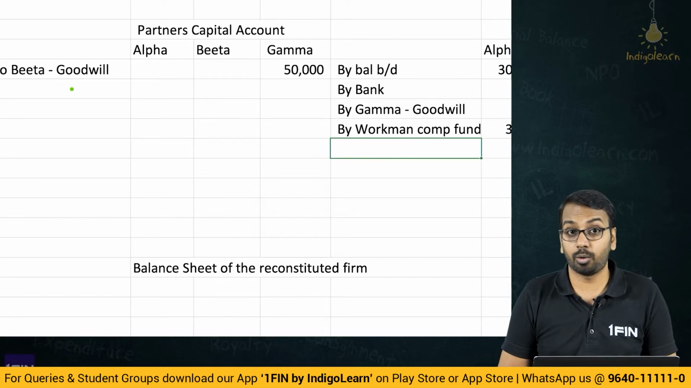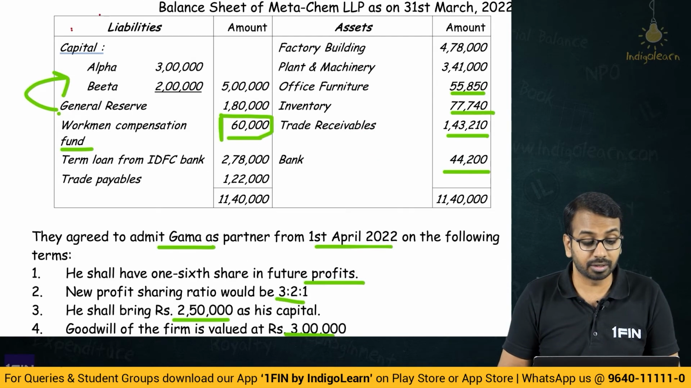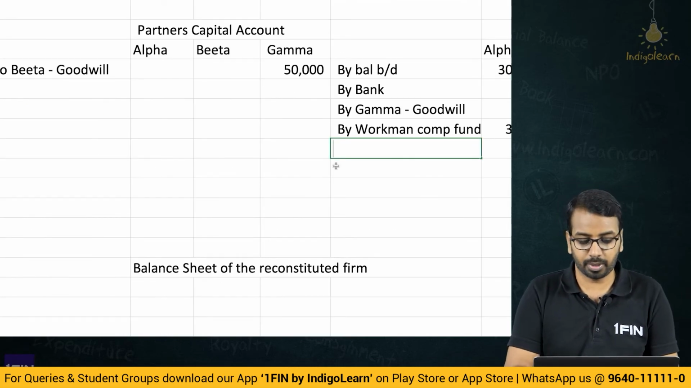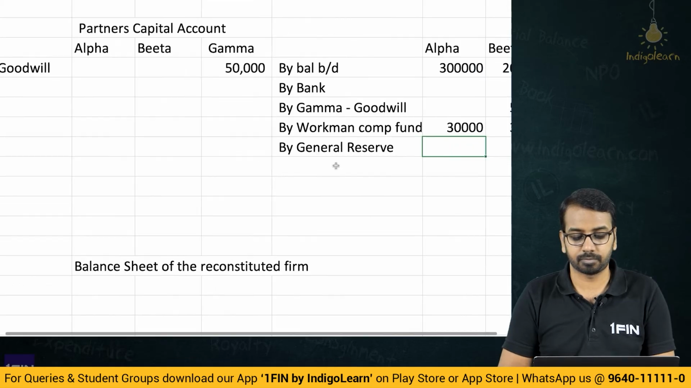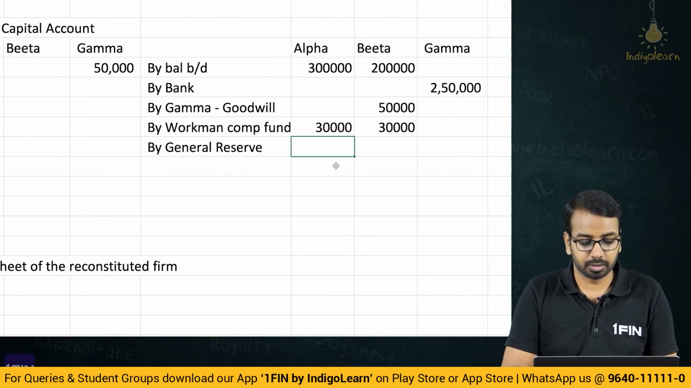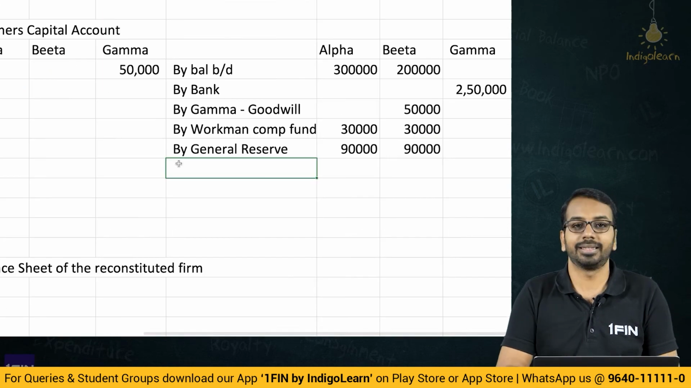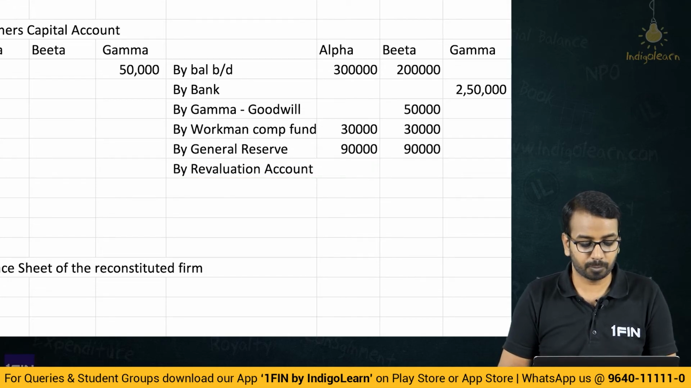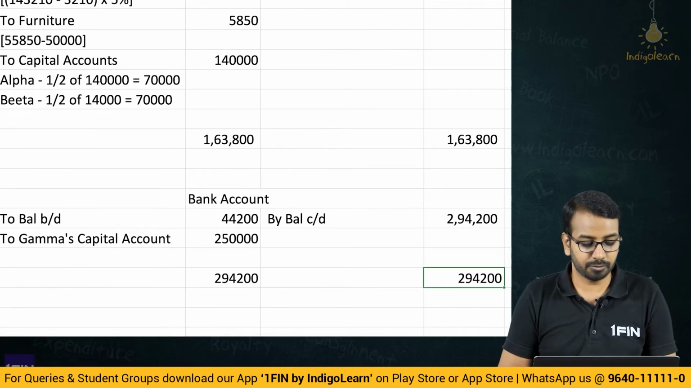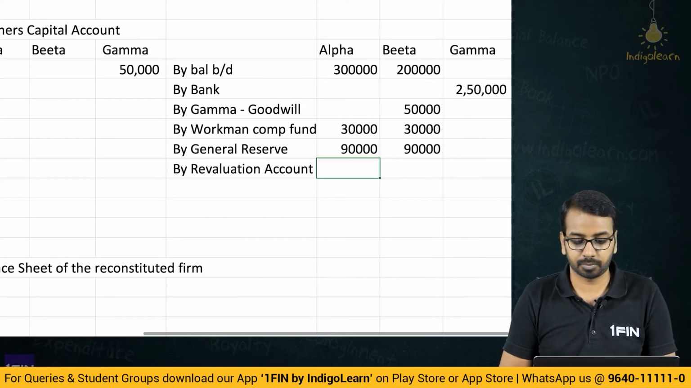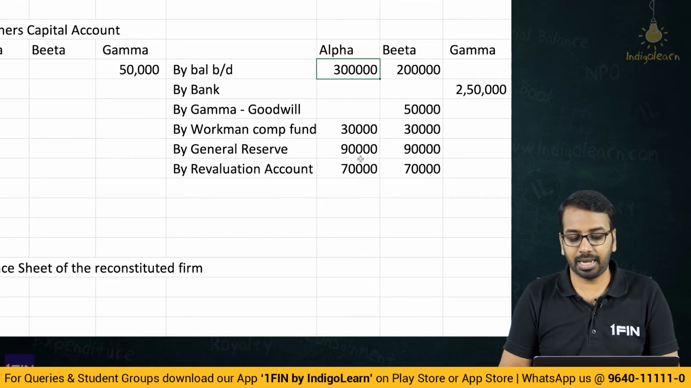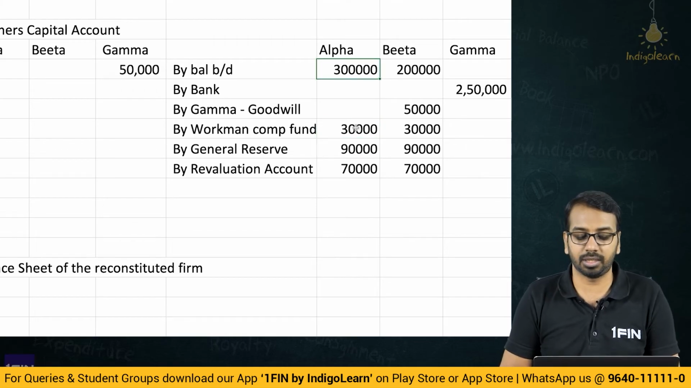Then coming to partners capital account, please remember there is one more item which is general reserve. Now this general reserve also has to be transferred to partners capital account equally. So by general reserve, 1,80,000, so 90,000 and 90,000, Alpha and Beta. Then we have the revaluation profit. It was 70,000 each, so 70,000, 70,000.